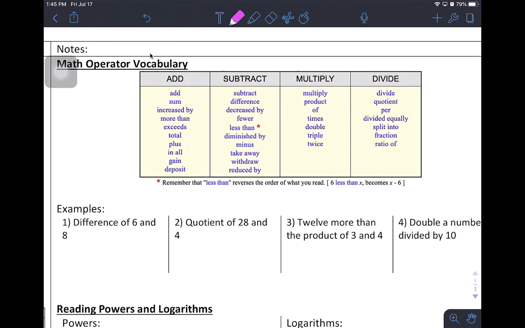One thing to remember though is that "less than" gets a little funky because the "than" reverses the order of the two. So you're going to want to make sure that you memorize this table. That's going to be super important, so that way you know how to translate the statements. So let's take a look at some examples here.